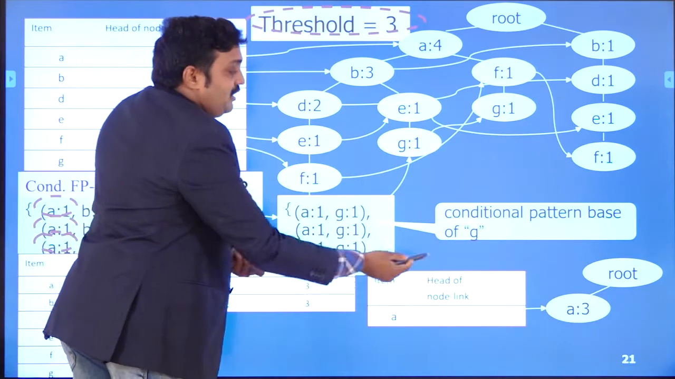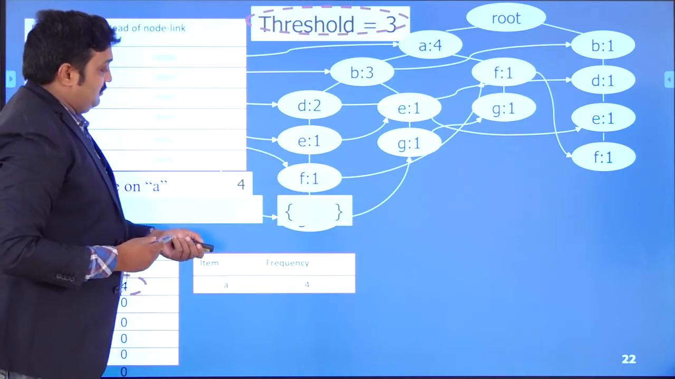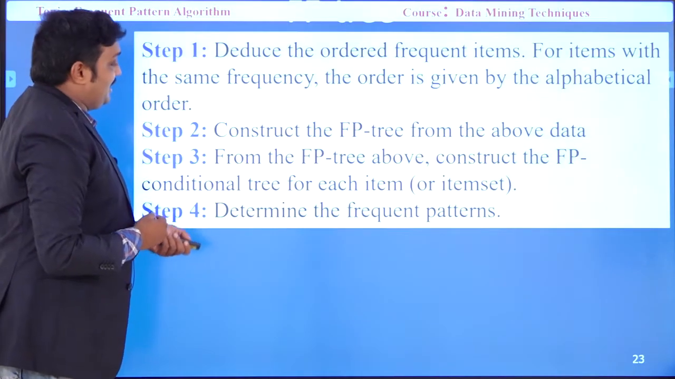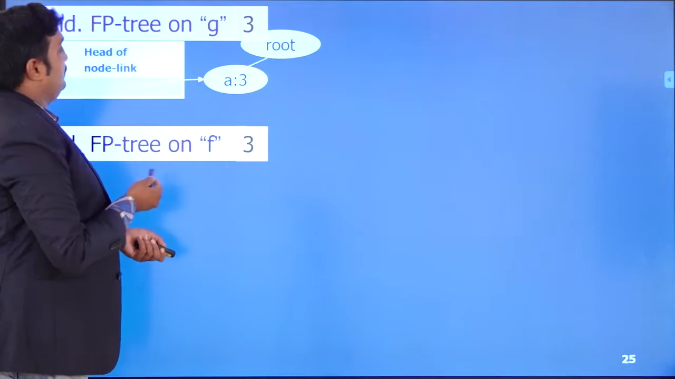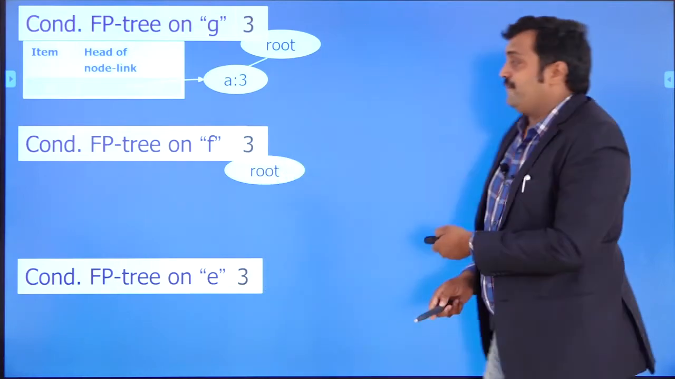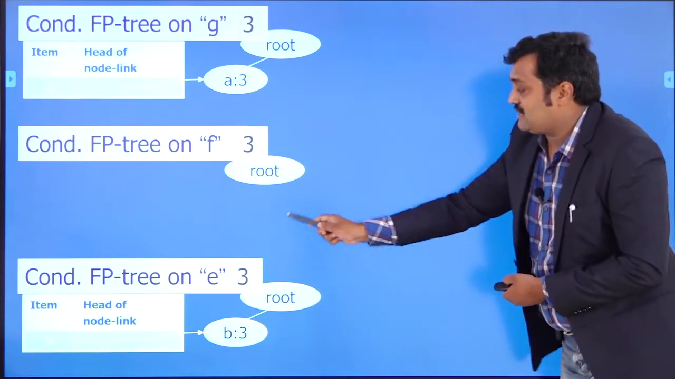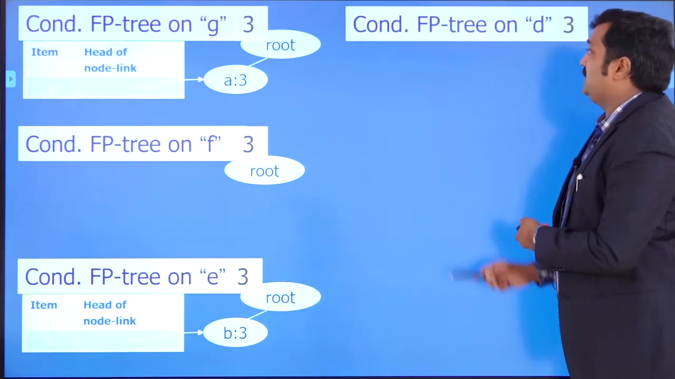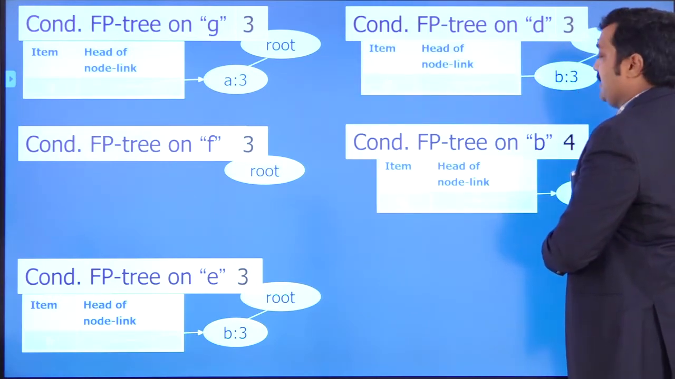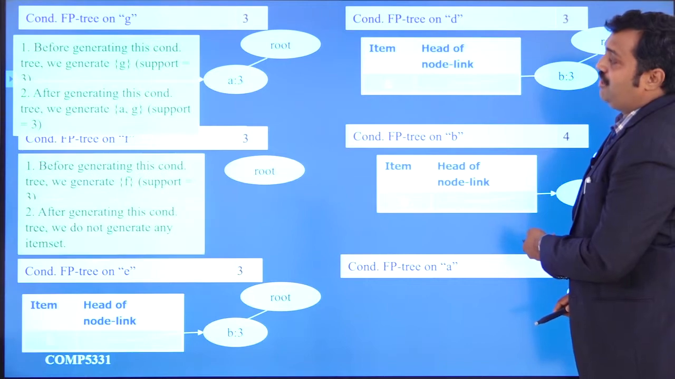So A is with the root and also we have G. Then similarly we go with A, same operation. A occurs 4 times. We do this for everything. Finally we get the conditions: with G 3 times. With F, C with F, there is no item with support 3. With E we got 3 B, which means E and B occur together a minimum of 3 times. D with B 3 times, B with A 3 times. A with A is generally 4 times. So we got the different combinations.